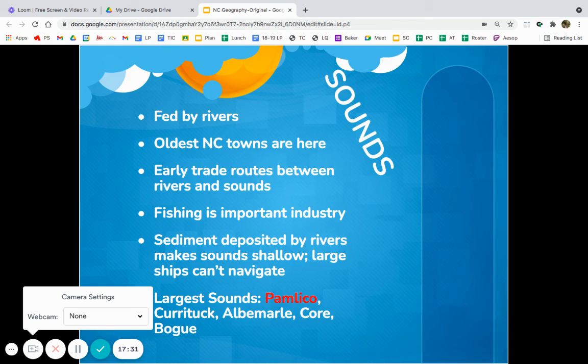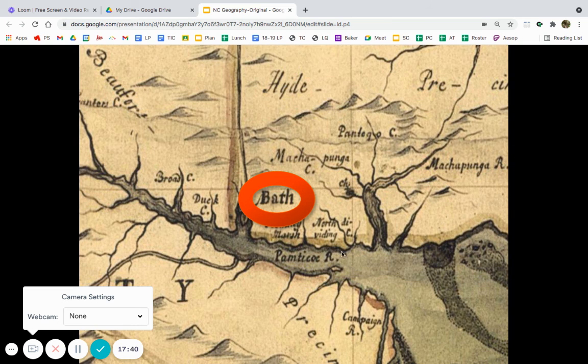I mentioned the sounds earlier and showed you a couple of them on the map. The largest sounds are Pamlico, Currituck, Albemarle, Core, and Bogue Sound. Now, this is one of the oldest towns I mentioned earlier. This is Bath. This is a really old map, so it doesn't look like it, but this actually says Pamlico River, and out this way would be the Pamlico Sound. I just wanted you to see this is North Carolina's oldest town that survived. There were some they tried to establish, but they didn't survive. But Bath did survive, and it is still a town today.